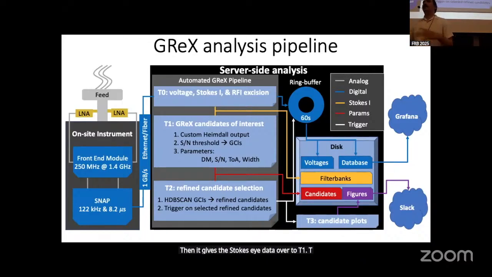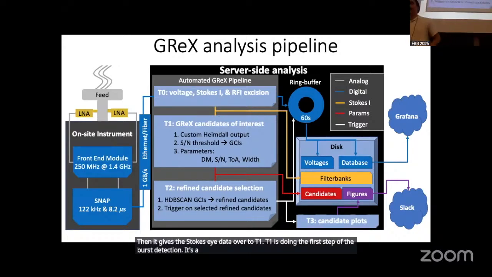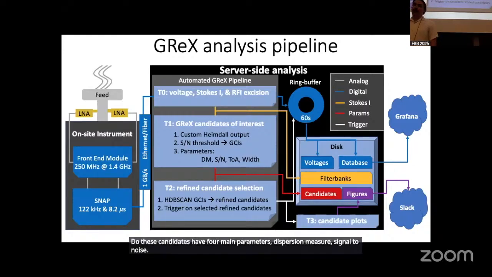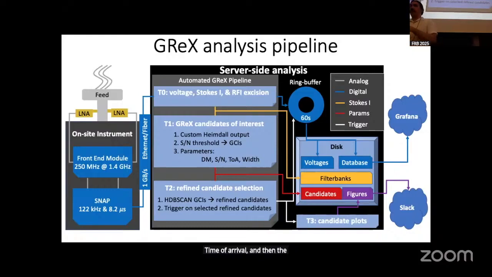T1 is doing the first step of the burst detection. It's a custom implementation of Heimdall. And the output is something we're calling G-REX candidates of interest. These candidates have 4 main parameters: dispersion measure, signal to noise, time of arrival, and then the width. This is the boxcar width that's being convolved back in Heimdall.